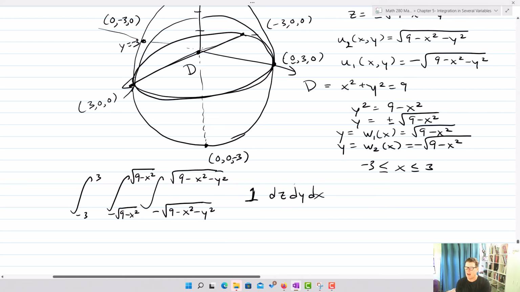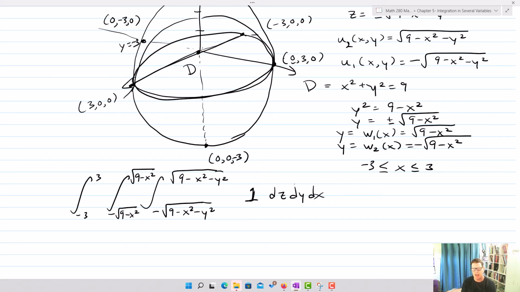Now, if you look at this, you're going to say to yourself, oh my goodness, this would be so much easier if I were working in spherical. That's going to motivate us to start working in spherical, and that's exactly what we're going to do very soon. I'm not going to go through and evaluate this because it's kind of difficult, and we'll get lots of practice doing that.